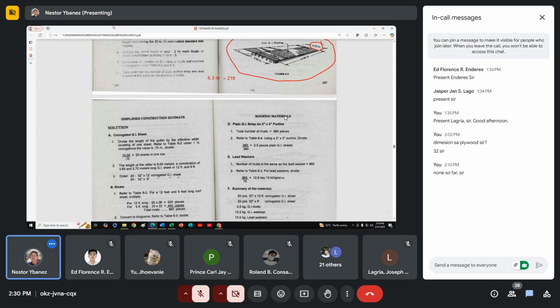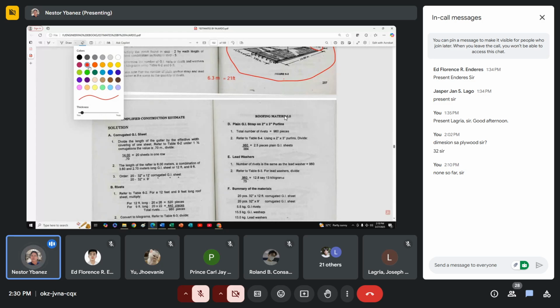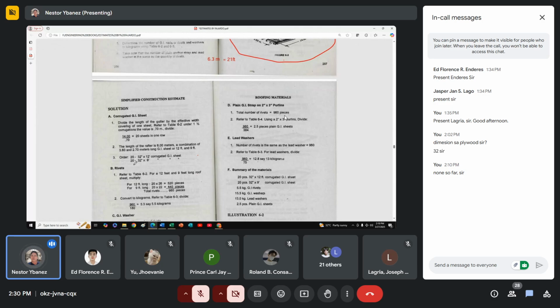So the GI sheet materials are 20 pieces of 32 inches by 12 feet, then 20 pieces of 32 inches by 9 feet.